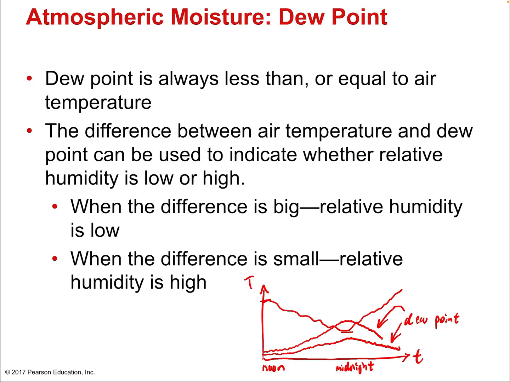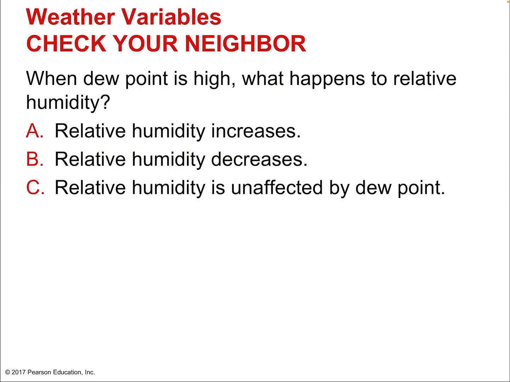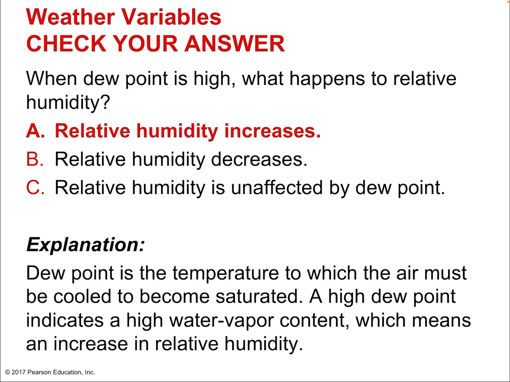Remember my little sketch here about a graph and the dew point and the current temperature at different times of the day coming closer together sometimes? If they come closer together, what do you think that means for relative humidity? When the dew point approaches or meets the current temperature, what does that mean for relative humidity? It increases, okay? Because the closer you get to the dew point, the closer the relative humidity is to 100%.